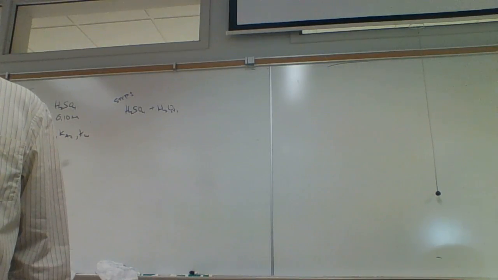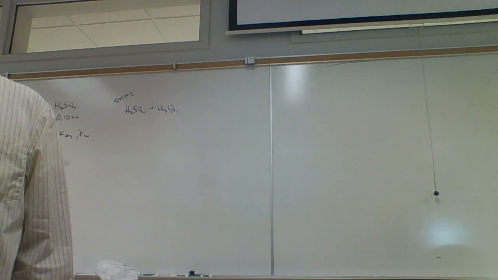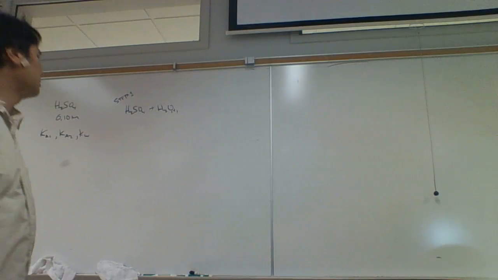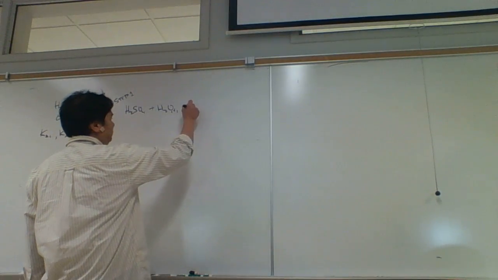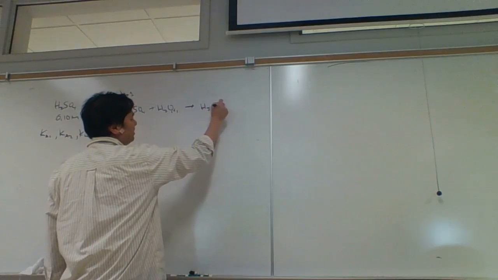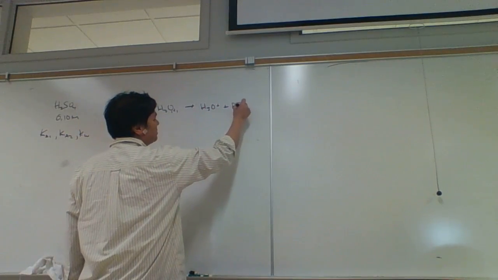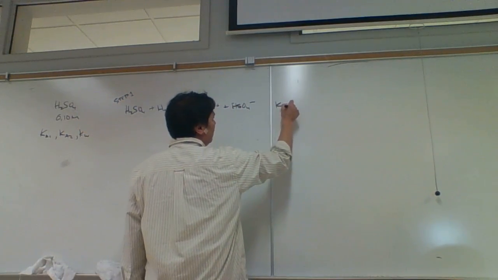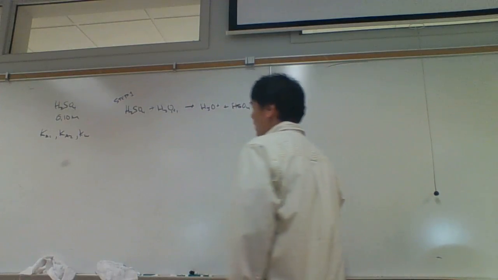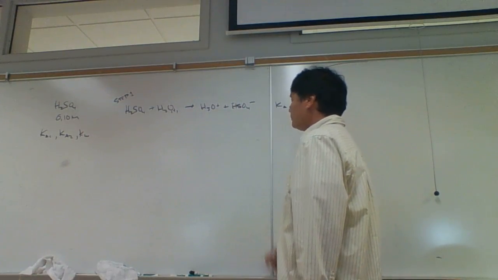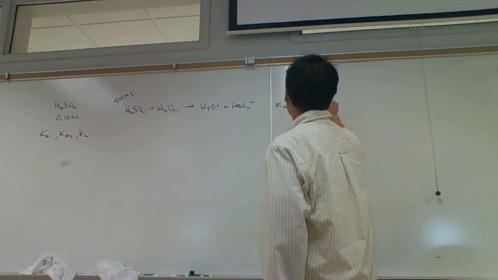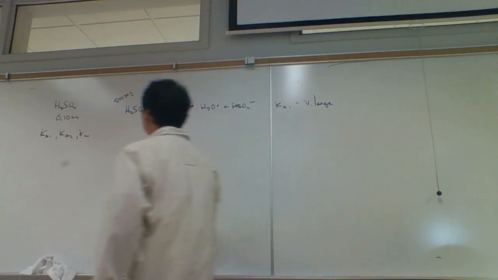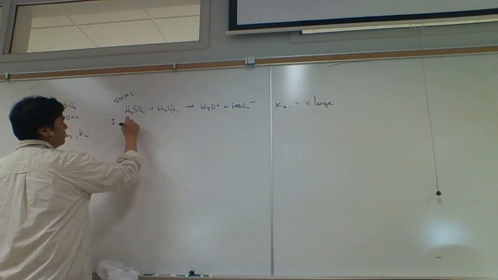Was it H2SO4 or was it the other one? This was H2SO4, okay. All right, this is going to go to hydronium plus HSO4 minus. This is Ka1. Everybody should know what Ka1 for sulfuric acid is. What is it? Very large.